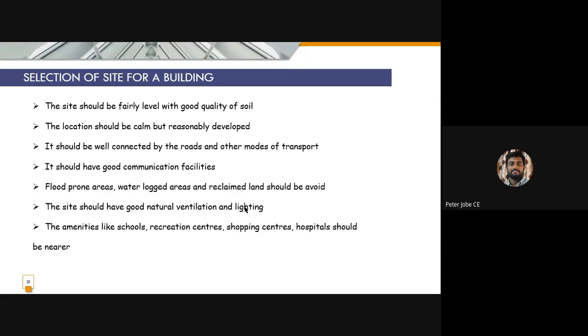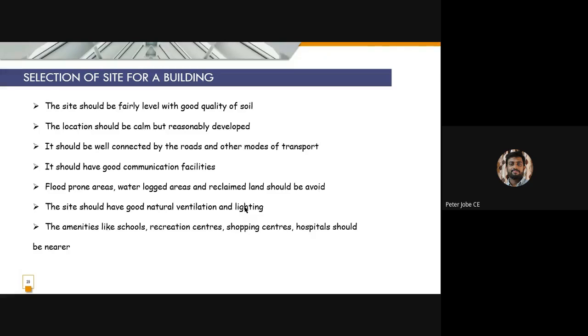But if you are going to construct a residential building, it is not at all recommended to construct it near a very busy street. There will be a lot of pollution, whether it be air pollution or sound pollution, happening in a very busy street. So it is not recommended to construct a residential building on a very busy street. Similarly, it applies to industrial buildings also.